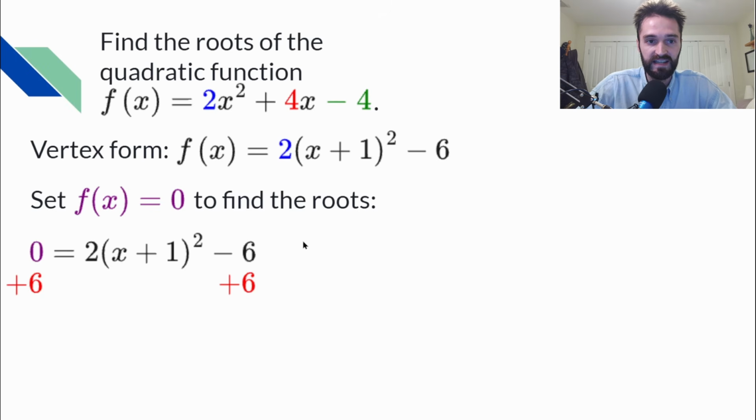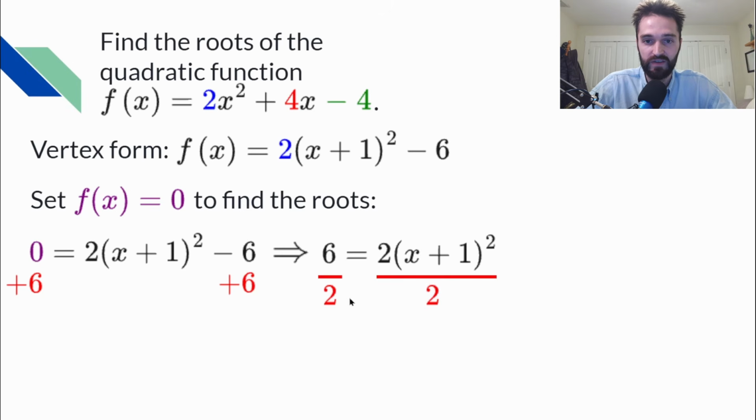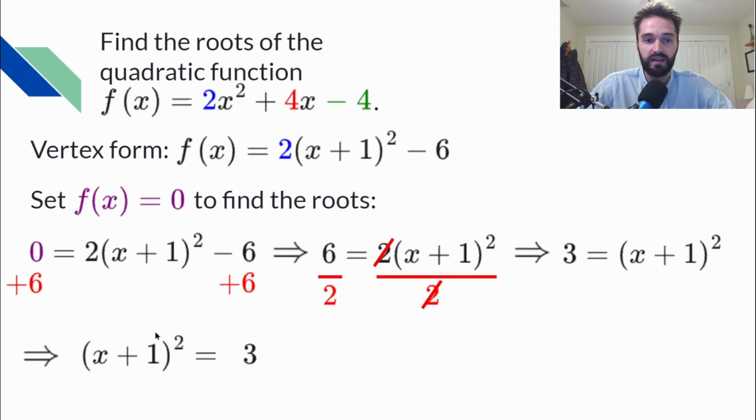Okay? To isolate x on the right-hand side, we need to add 6 to both sides, and that gives us 6 equals 2 times x plus 1 squared, and then we divide both sides by 2, and the 2's cancel on the right-hand side, and that gives us 3 equals x plus 1 squared. Okay? What I want to do next is simply swap the left and right-hand sides. Okay? So that gives us x plus 1 squared equals 3.